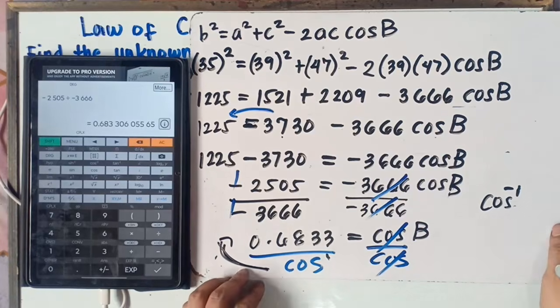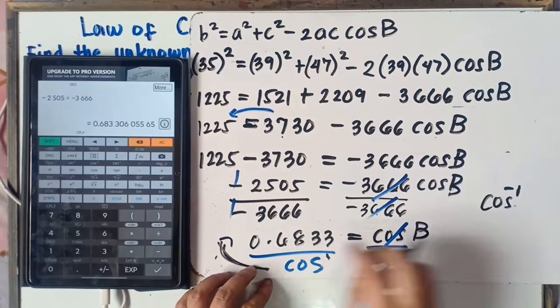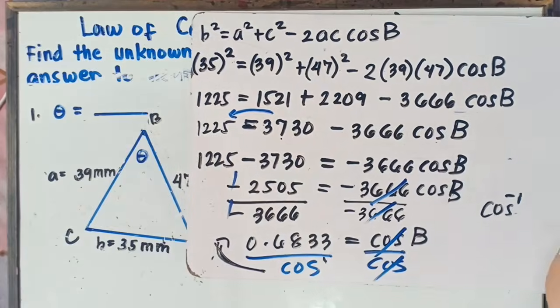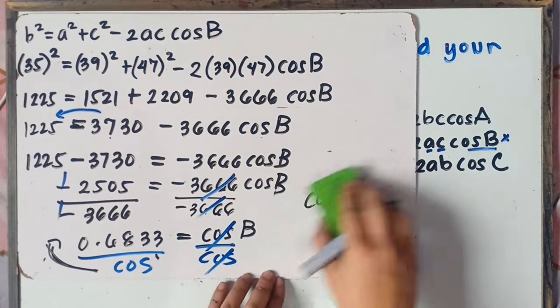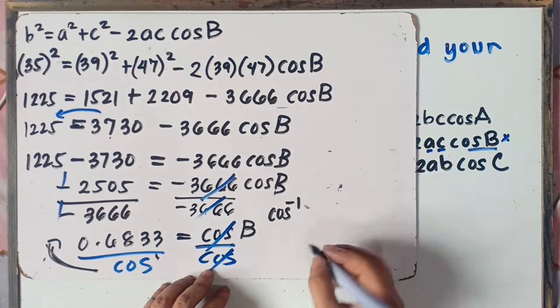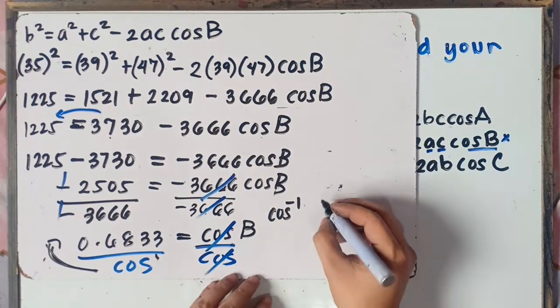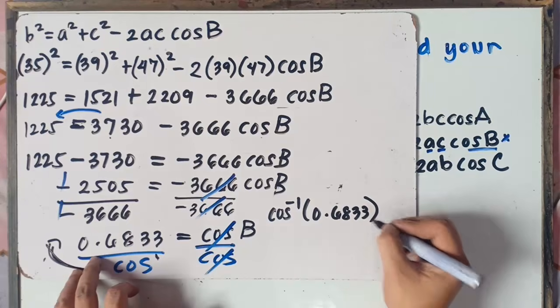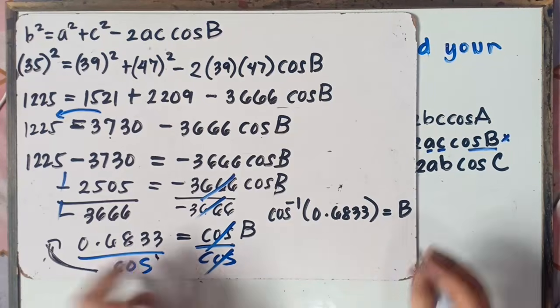So this will be inverse cosine and then copy the decimal. We don't have enough space, class. So put this one on the top, and that would be inverse cosine: cosine raised to the power of negative 1. Copy the decimal 0.6833 and then equals angle B.